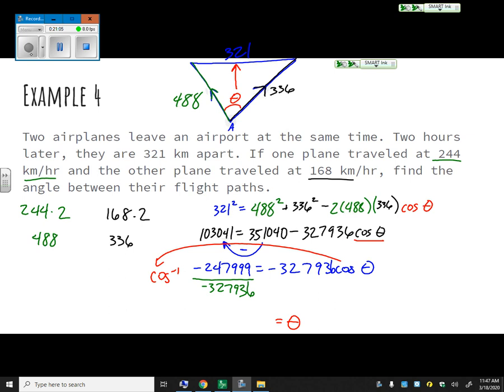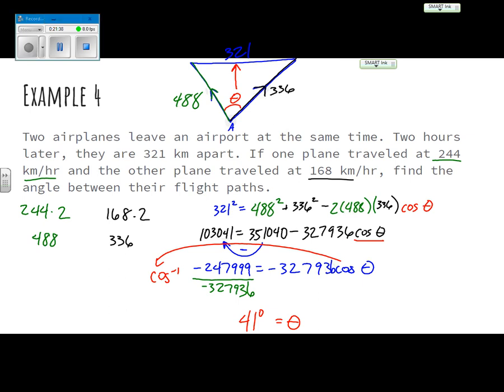Let's add that 6 on the end of that and see if that makes a difference. I think it will. Second cosine 247,999 divided by 327936. Yeah, 41 degrees. Pretty accurately. That would be 41 degrees, so that would be my answer. Large numbers on there, don't let those scare you. Do it with big or small numbers.